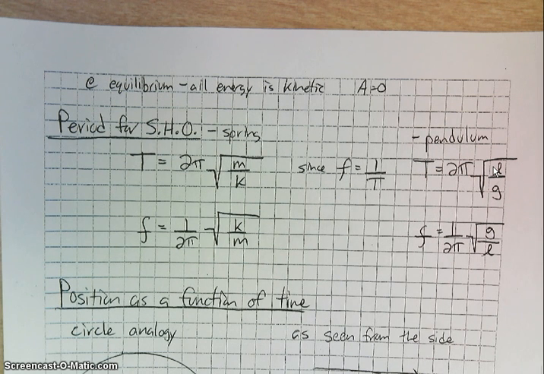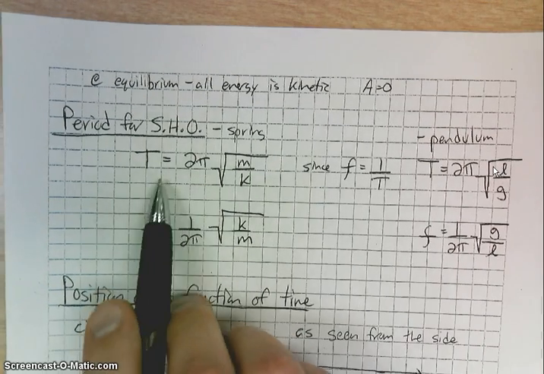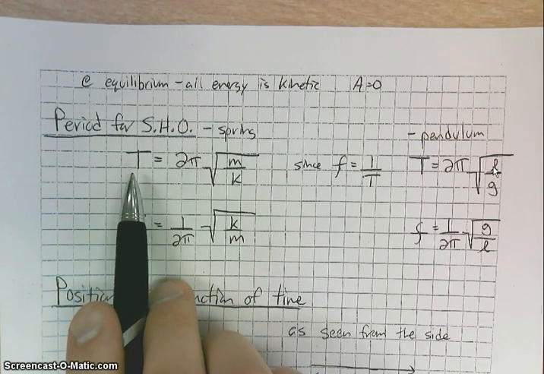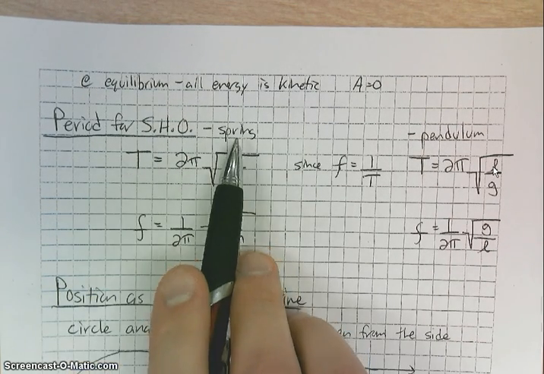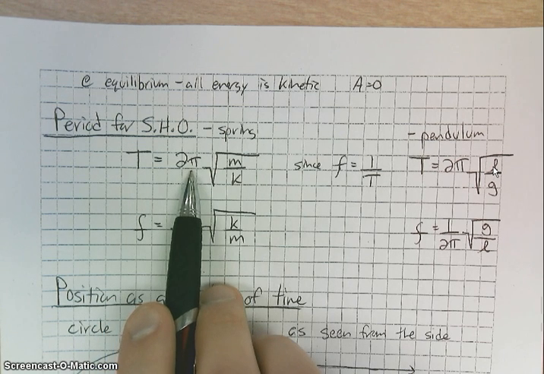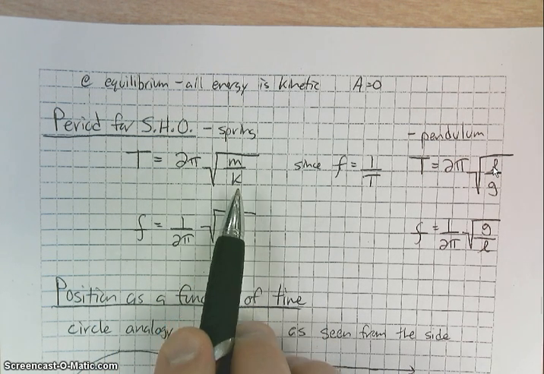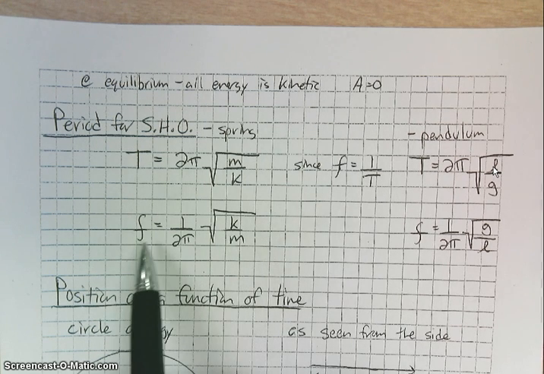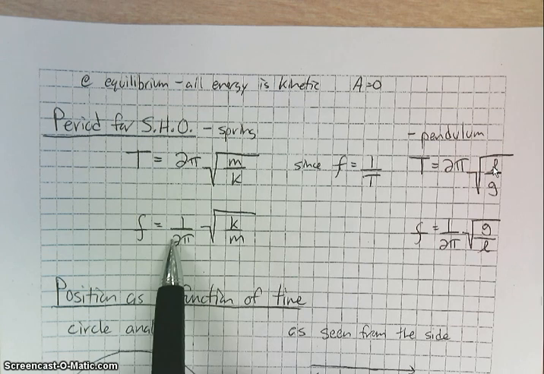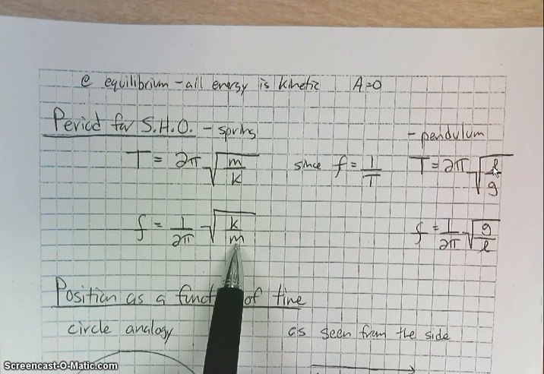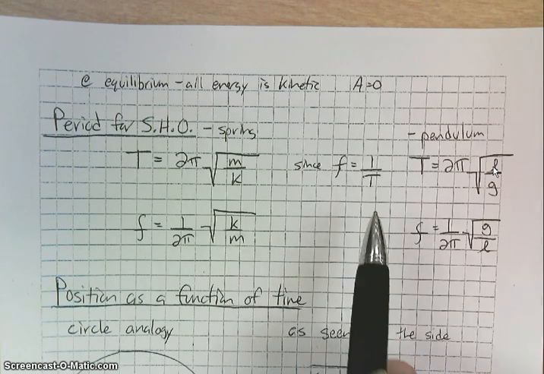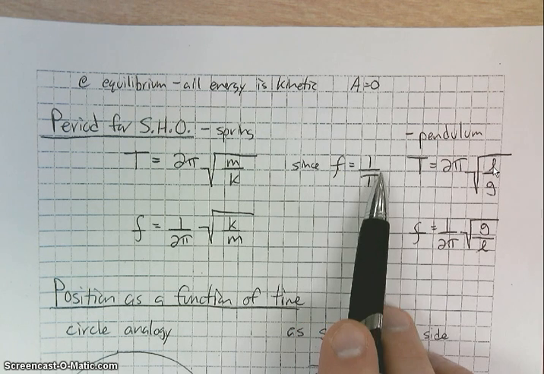There's a connection between the period of a simple harmonic oscillator and an equation, and this is our equation. The period of a spring simple harmonic oscillator is 2 pi square root of m over k. If we wanted to write an equation for the frequency, we've got 1 over 2 pi square root of k over m. I just inverted everything because the frequency is the inverse of the period.